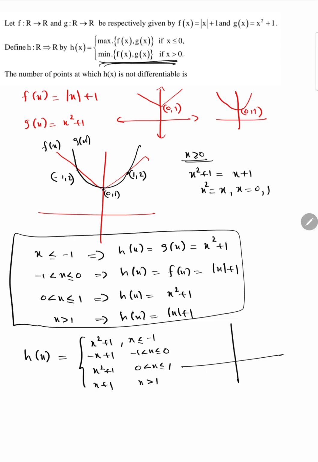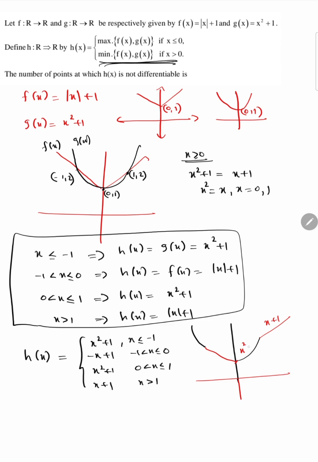So on the left side we need the maximum. Maximum means this will come. Then let me use a color so that you will have more clarity. This one. Then you need a minimum. Minimum means x square plus 1. Then you need again a minimum. So this is the graph. This is x plus 1. Okay, there is a small problem with this graph. Okay, so this is the graph.